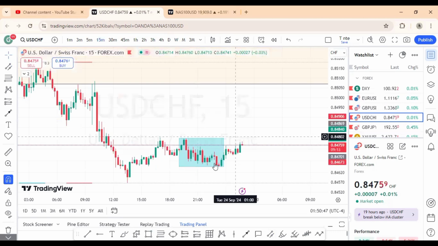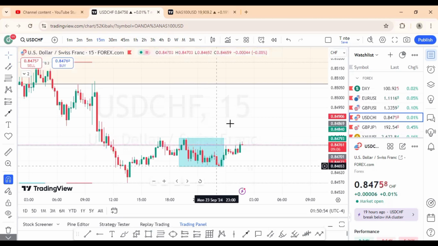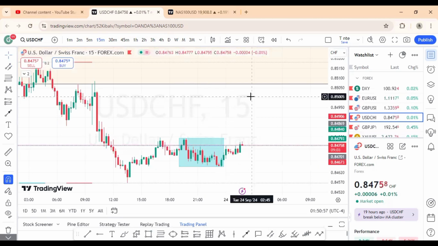So we have to wait for price to give us a bearish setup because now we're still below Asian liquidity, right? If price takes out Asian liquidity and then gives you whatever you want to see, all right? So that's by the way.